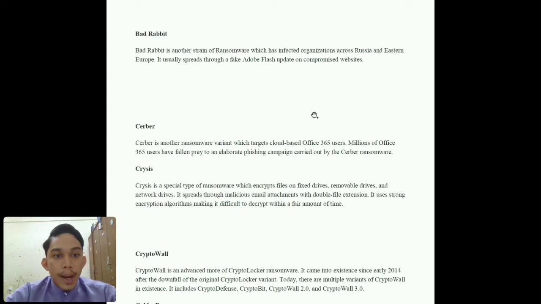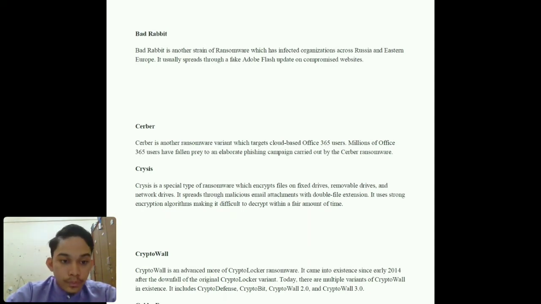Bad Rabbit. Bad Rabbit is another strain of ransomware which has affected organizations across Russia and Eastern Europe. It usually spreads through a fake Flash update on compromised website servers. Another ransomware variant targets cloud-based Office 365 users. Millions of Office 365 users have fallen prey to an elaborate phishing campaign carried out by the cyber ransomware.